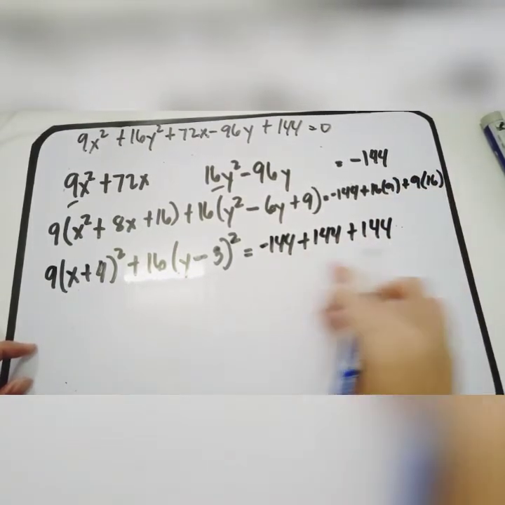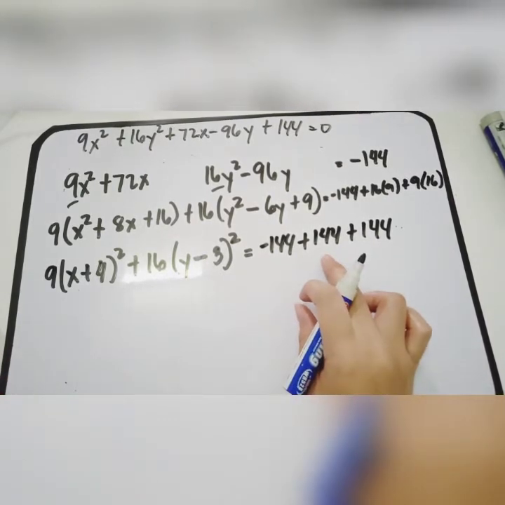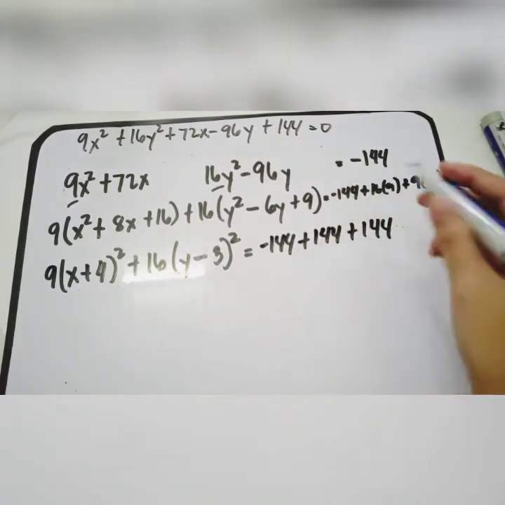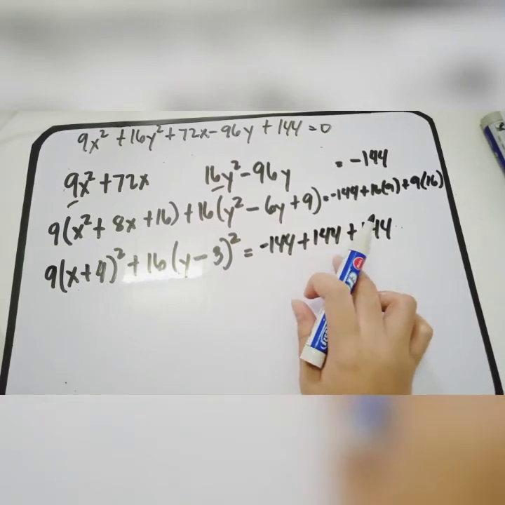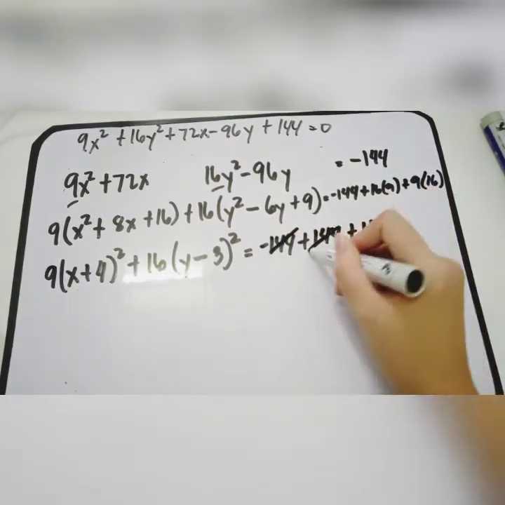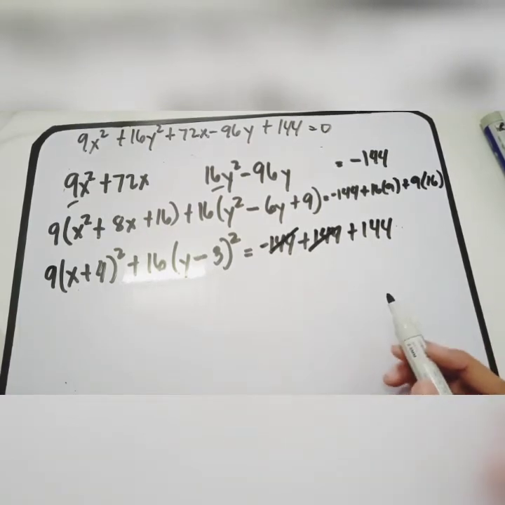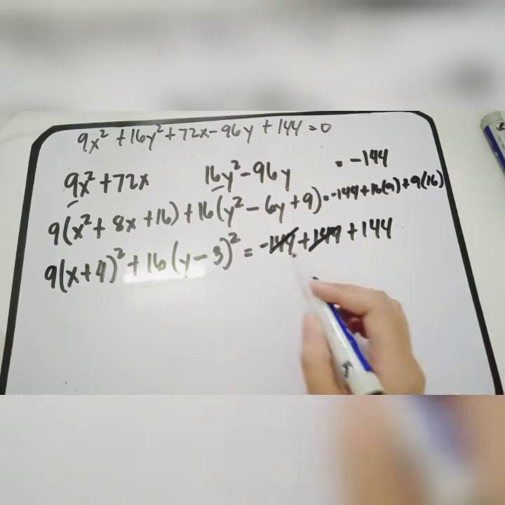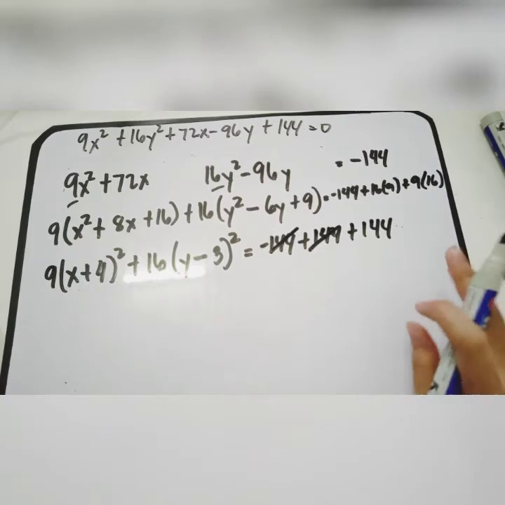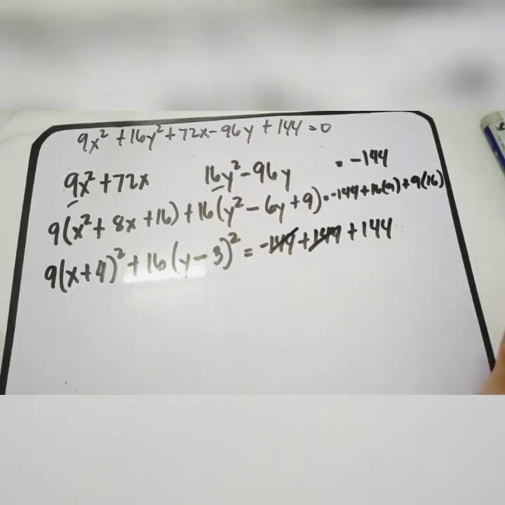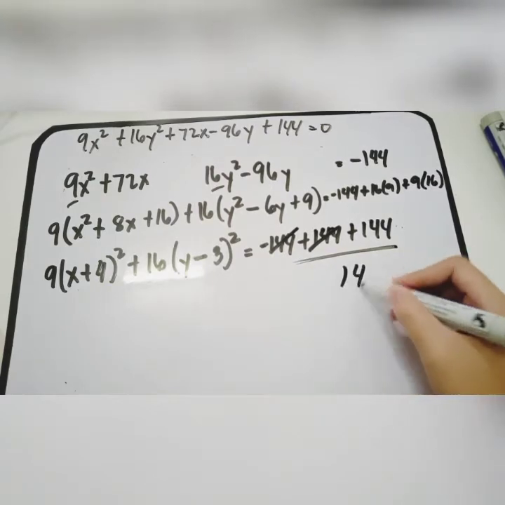144. So, dito pa lang pwede natin i-cancel out si negative 144 at saka si positive 144. Para ang matira na lang is si 144. Since negative 144 plus 144 is equal to 0. So, cancel na natin siya. So, may 1 na lang si 144. So, ang gagawin natin dyan, we have to divide both sides by 144, to enable us to equate the right side to 1 based on our standard equation of the ellipse. So, divide natin siya both sides by 144.